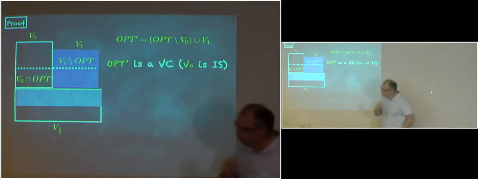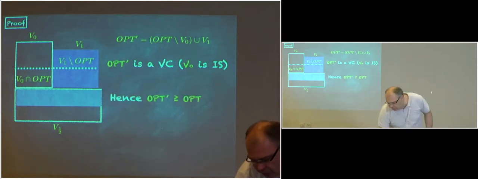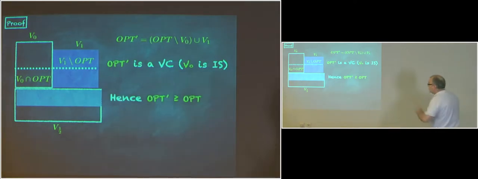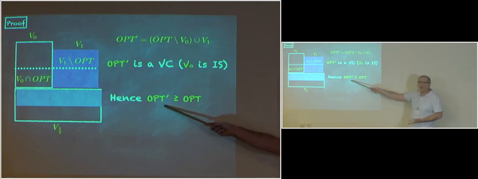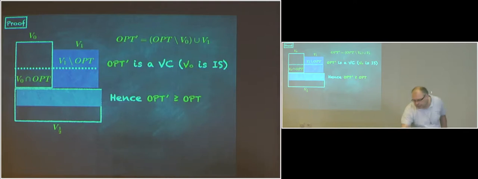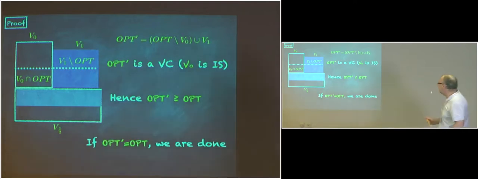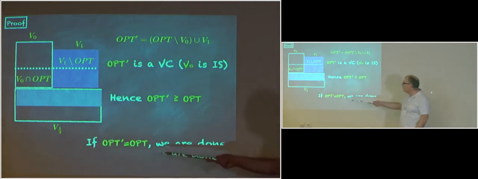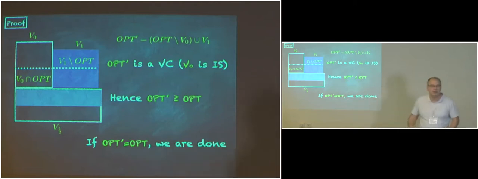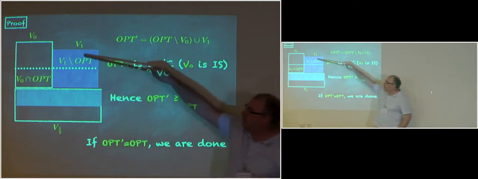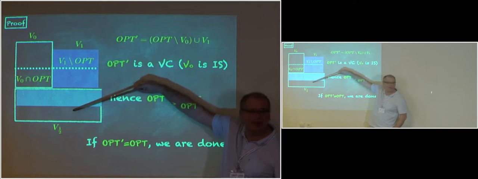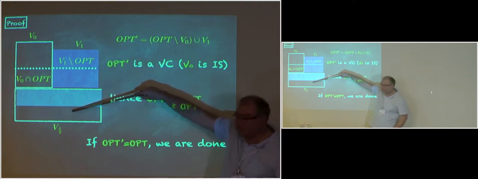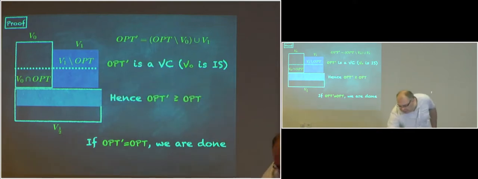Okay, so my next step is I want to show that this is a vertex cover, which means that the size of this vertex cover, because this was the optimal one, should be at least this one. If the sizes are equal, there's nothing to prove, because now we have a vertex cover between V1 plus V half. So there's nothing to prove here.